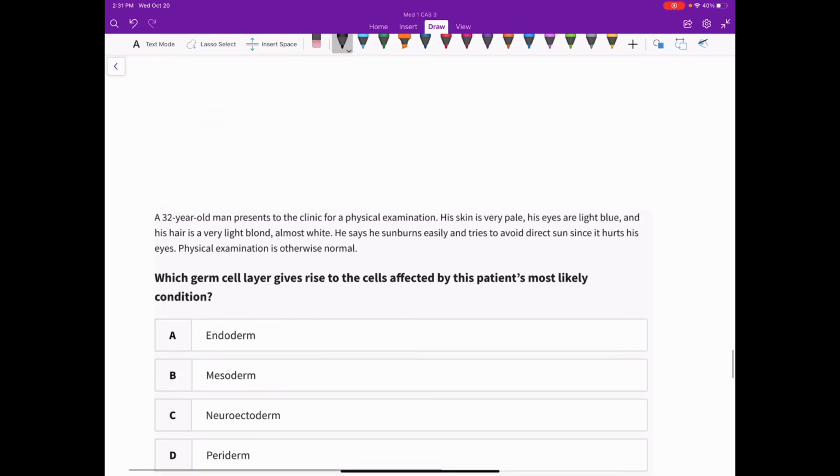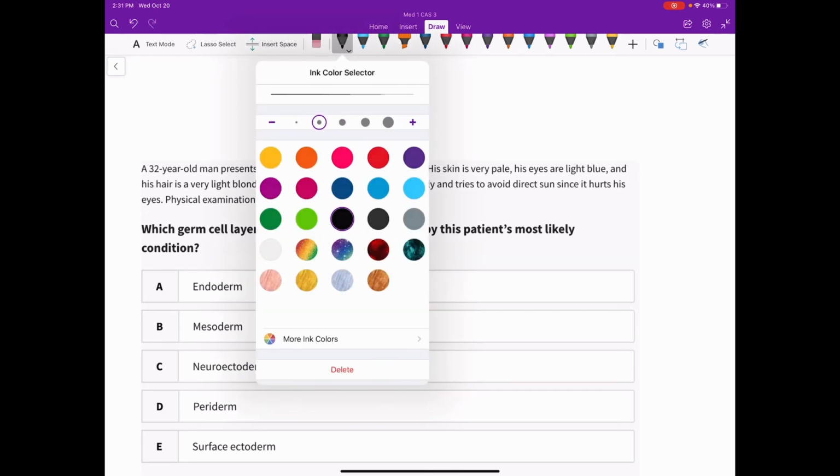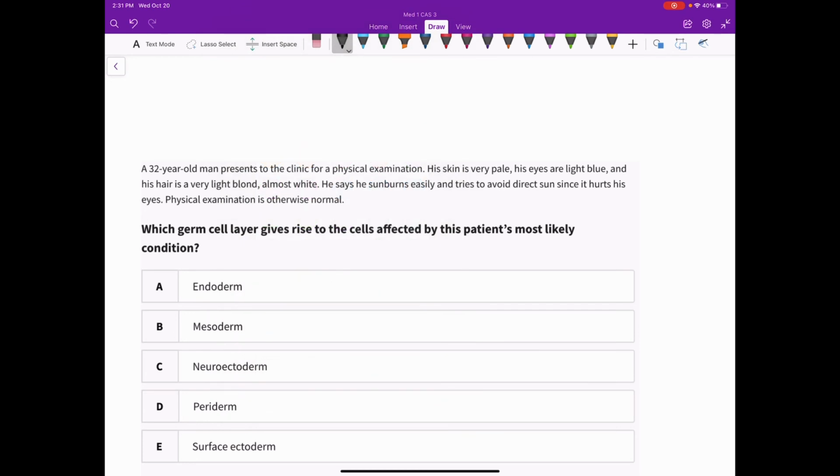Okay, now, a 32-year-old man presents to the clinic for a physical examination. His skin is very pale. His eyes are blue. Interesting. What else do we have? His hair is very light blonde, almost white. He says he sunburns easily and tries to avoid direct sun since it hurts his eyes. Physical examination is otherwise normal.